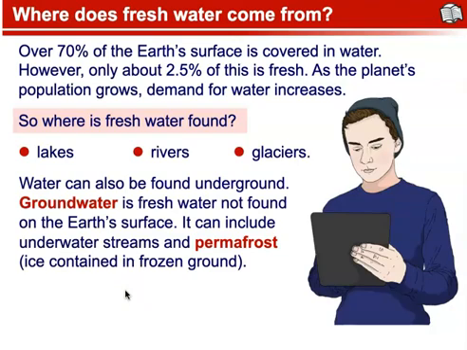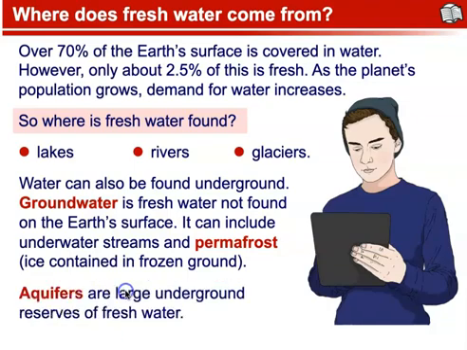Water can also be found underground. Groundwater is fresh water not found on Earth's surface. It can include underwater streams and permafrost. Permafrost is ice contained in frozen ground. Aquifers are large underground reservoirs of fresh water.